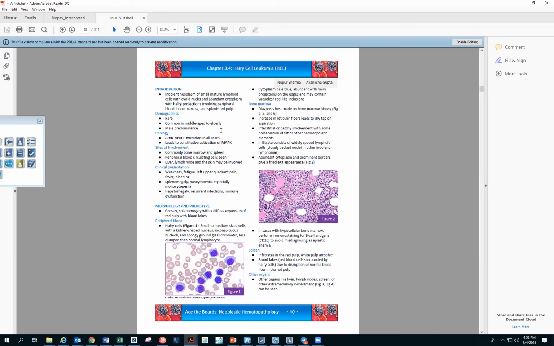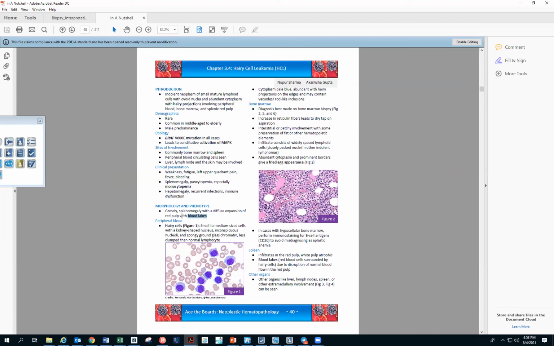Rare, middle-aged to elderly, male predominance. BRAF mutation in all cases leads to constitutive activation of MAP kinase. Commonly bone marrow and spleen, peripheral blood circulating cells seen; liver, lymph node, and skin may be involved. Clinical presentation: weakness, fatigue, upper left quadrant pain, fever and bleeding, splenomegaly, pancytopenia, monocytopenia, hepatomegaly, recurrent infections, immune dysfunction.